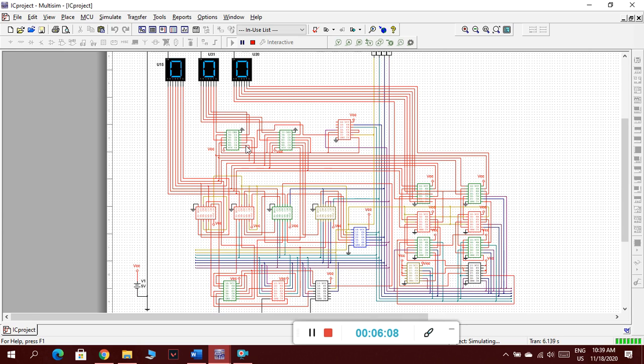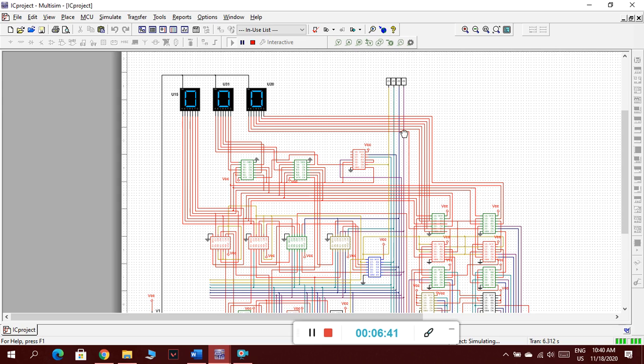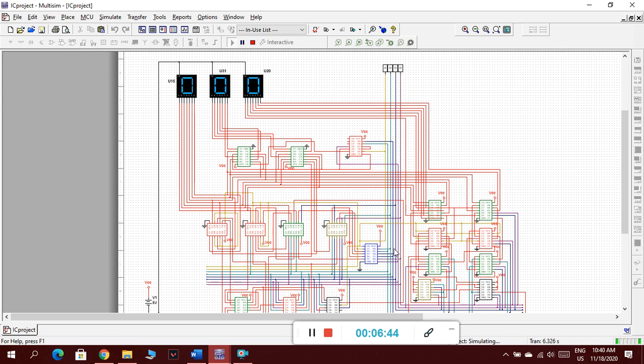So overall, this project made use of 8 OR gates, or 8 OR IC, which is a 74LS32. We have 6 AND gates, which are 74LS08 gates. We have 1 NOT gate, 74LS04. We have 2 NOR gates and 2 XOR gates. So all in all, the number of ICs used in this experiment is 19.